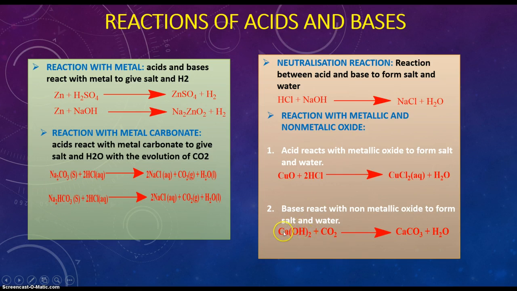So this calcium hydroxide would combine with carbon dioxide, that is a non-metallic oxide. It's very important to observe this thing because carbon is a non-metal, so carbon dioxide would be a non-metallic oxide, right? So calcium hydroxide, that is a base, would combine with carbon dioxide, that is a non-metallic oxide, to give you a salt, calcium carbonate, with the liberation of water, just like the previous reaction. Bases would react with non-metallic oxide to give you salt and water. So these are the reactions of acids and bases with metallic and non-metallic oxide.